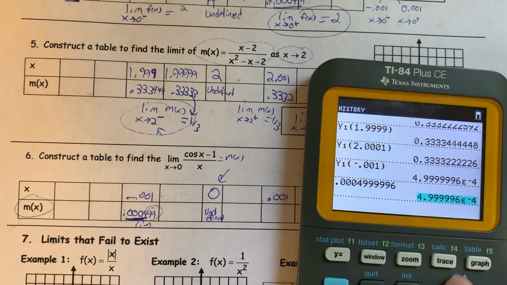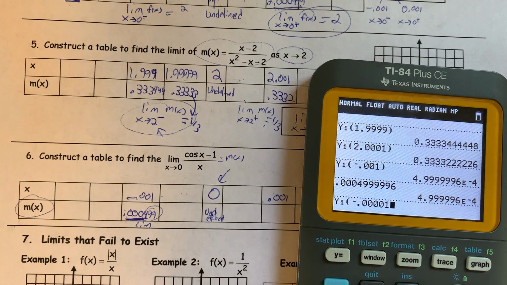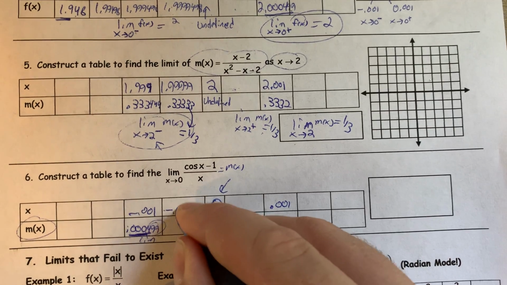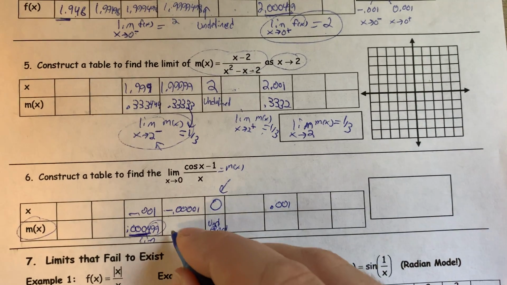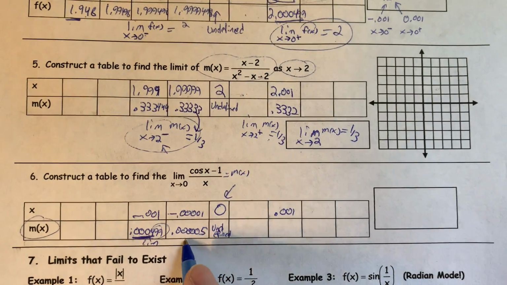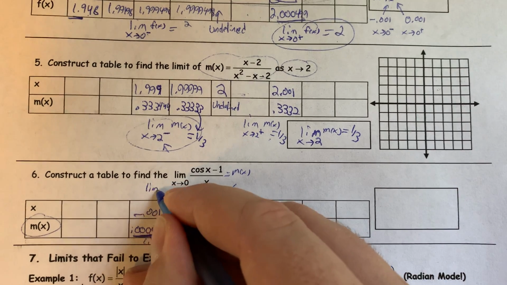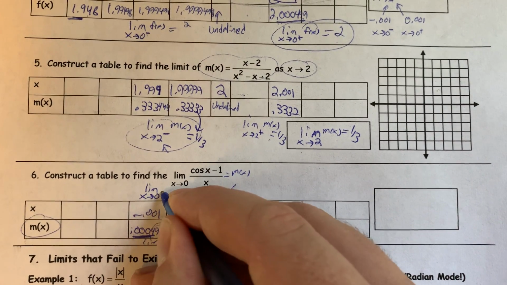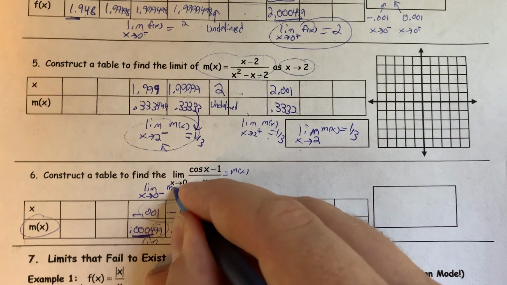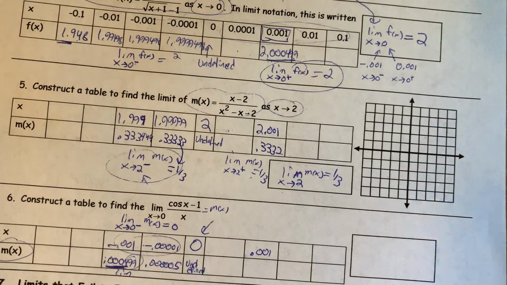In fact, let's go ahead and do y1 of, we'll go even closer. And now it's 5e negative 6. So when we put in negative 0.00001, this is 0.000005. And we're getting really close to 0. So how do we write this limit? This is the limit as x approaches 0 from the left side, because we're slightly smaller than 0, of m of x equals 0. So this limit is 0.